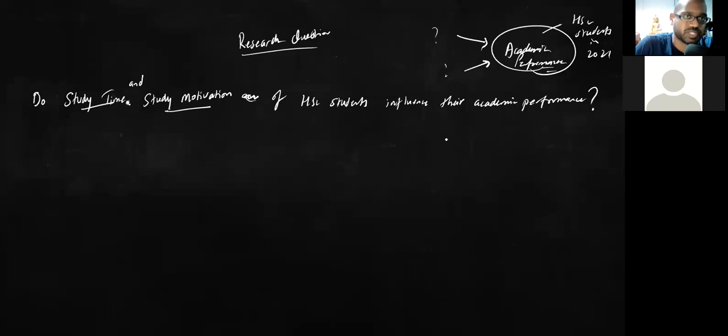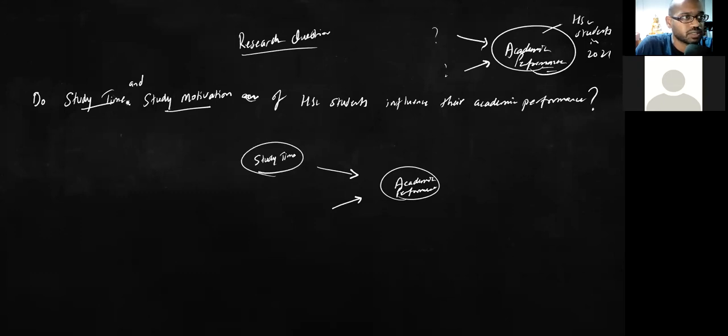So if we want to represent that in our nice diagram here, we have academic performance as our outcome, isn't it? And we're saying we want to test for the effect of study time and study motivation, isn't it? Okay, study time, study motivation.